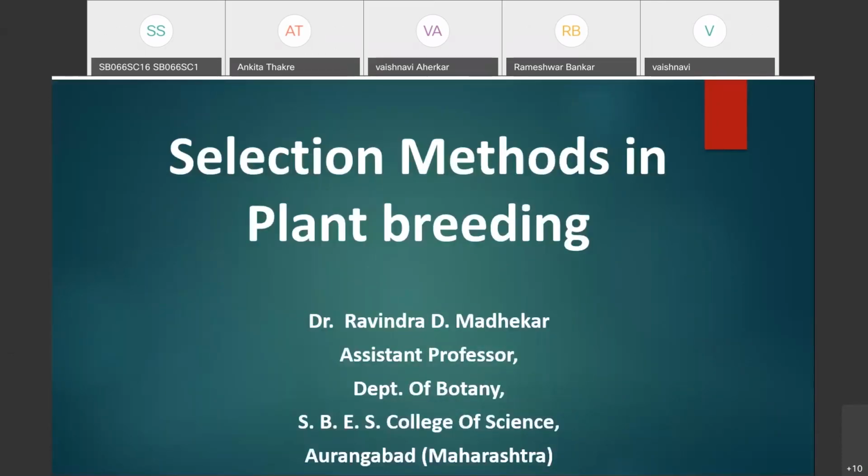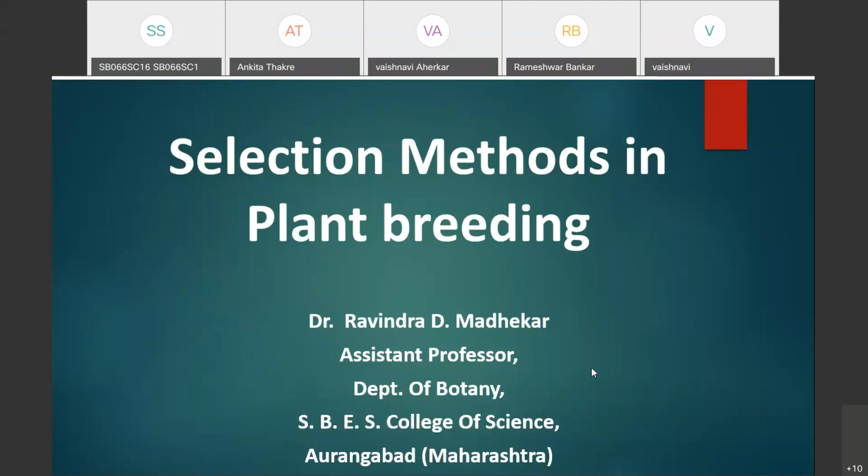There are four principal methods which are used to improve the crop variety. The first one is domestication, plant introduction, and acclimatization. The second one is selection, the third one is plant hybridization, and the fourth one is mutation breeding. Out of these four methods, we have discussed in detail the first method, domestication, plant introduction, and acclimatization, and we were discussing the different selection methods in plant breeding.